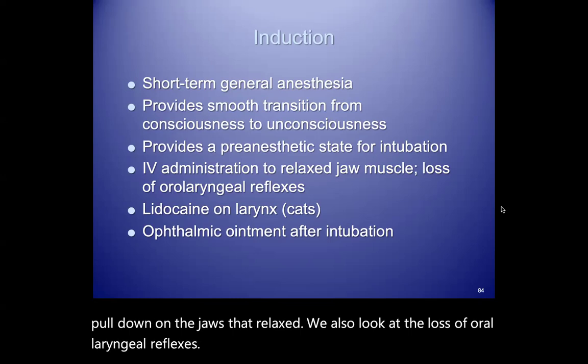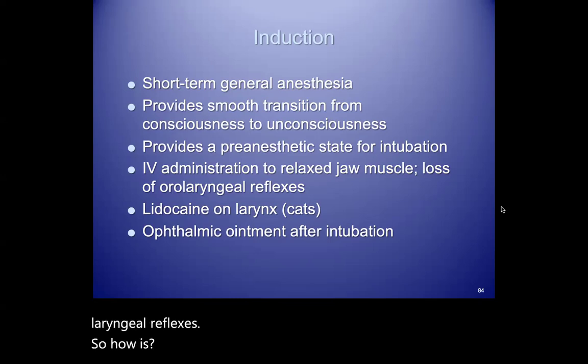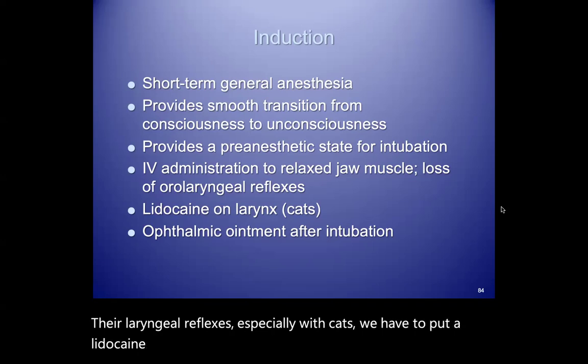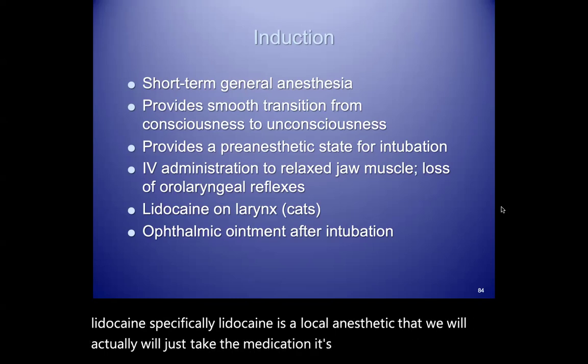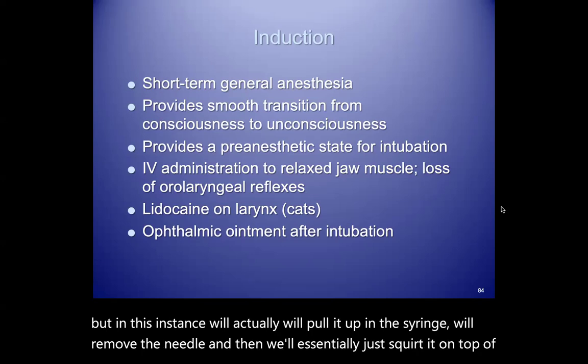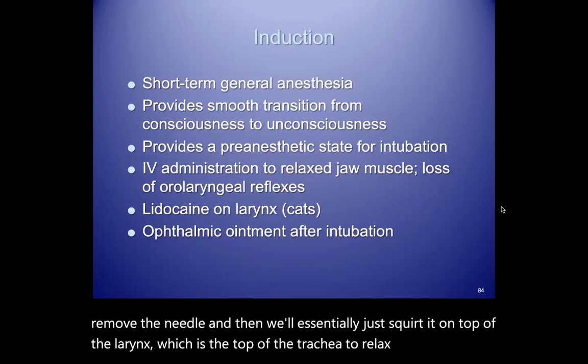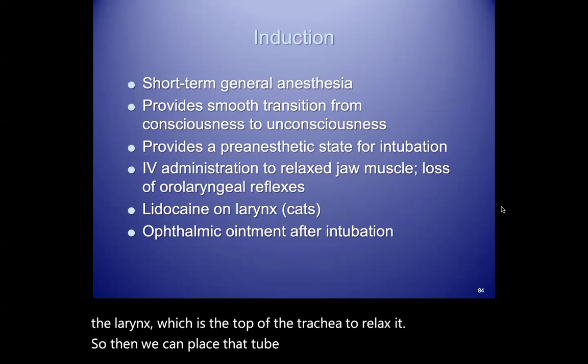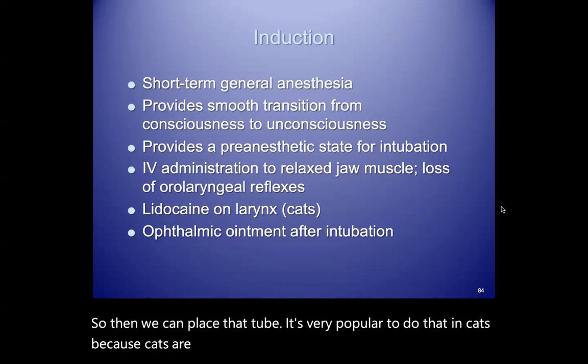So, how are their laryngeal reflexes, especially with cats? We have to put lidocaine specifically. Lidocaine is a local anesthetic. It's an injectable medication, but in this instance, we'll pull it up in the syringe, we'll remove the needle, and then we'll essentially just squirt it on top of the larynx, which is the top of the trachea, to relax it. So then we can place that tube. It's very popular to do that in cats because cats are notoriously sensitive, especially for intubation processes.